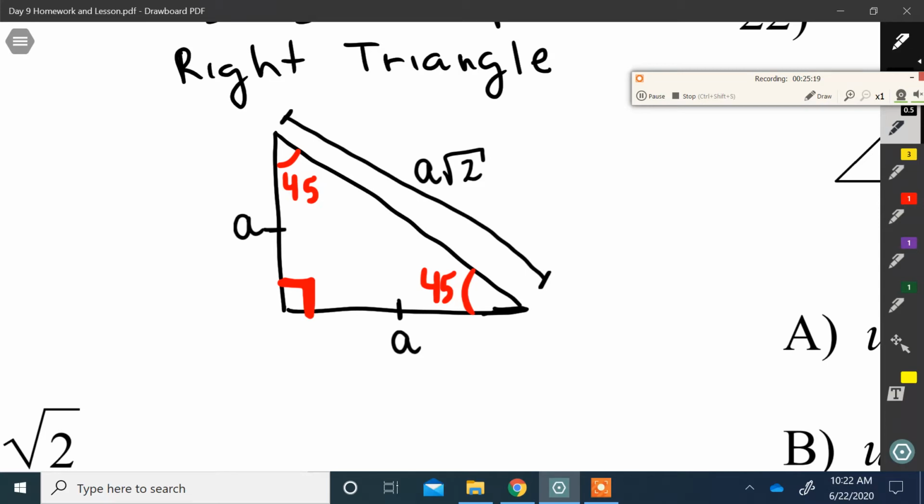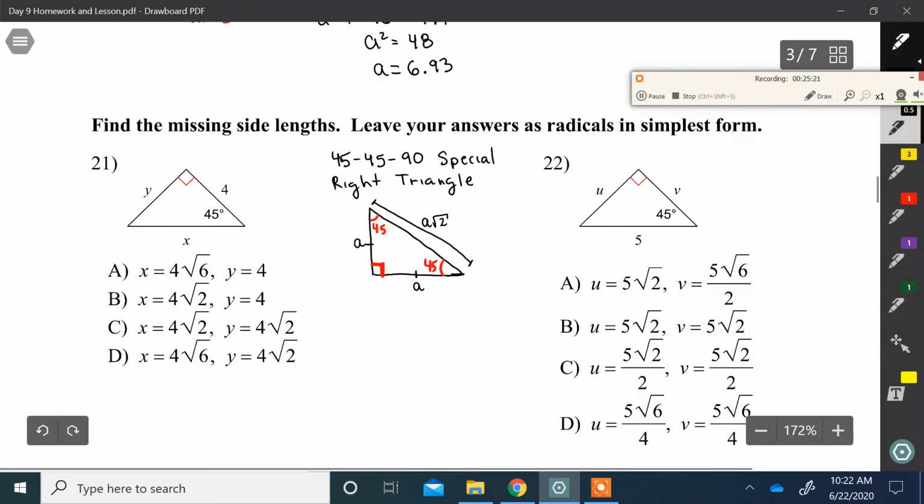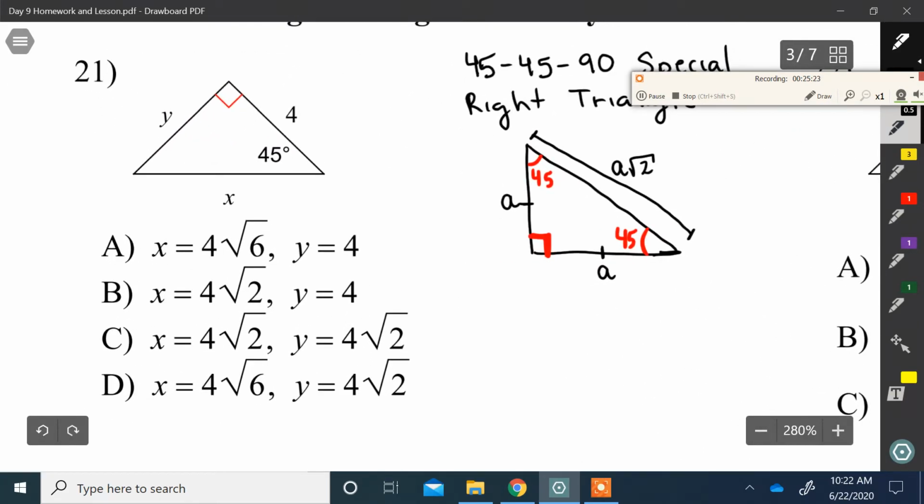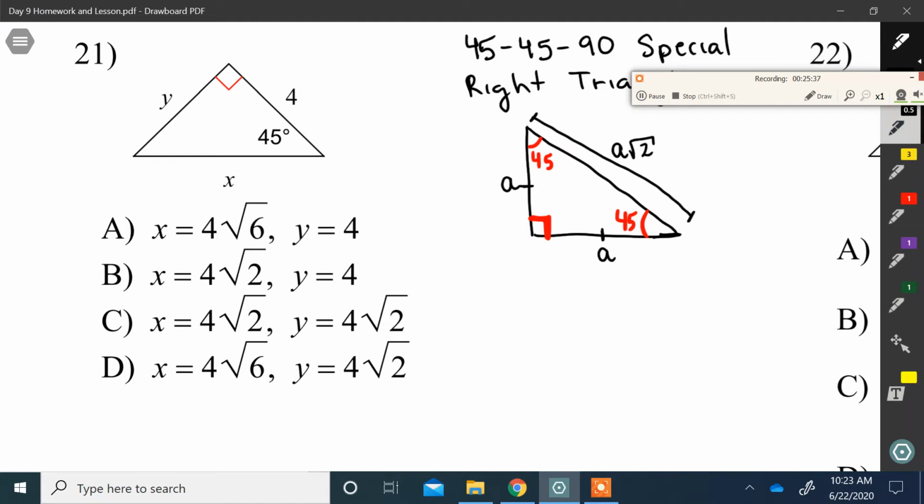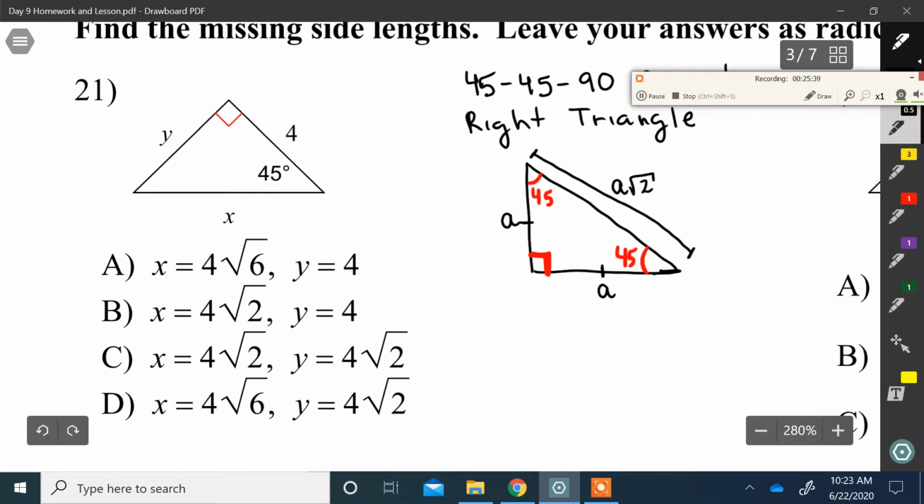Okay, it's A times the square root of 2. So how do we use that? Well, we are going to use that idea in order to figure out what this is and what this is right here. In here, as you can see, we have a 45, 45. What I want you to do is try to ignore this right here because that's going to make it confusing. Don't even look at that.